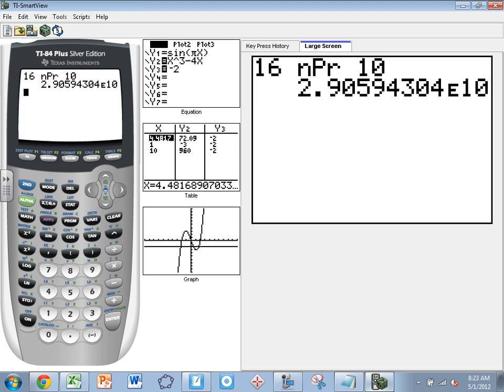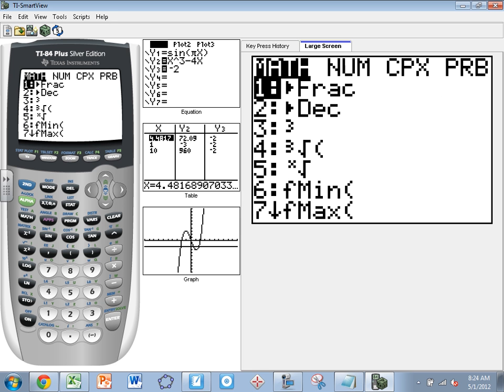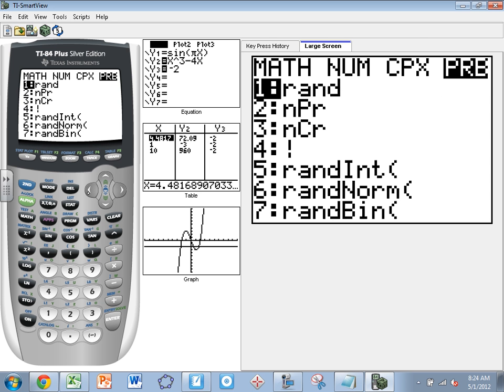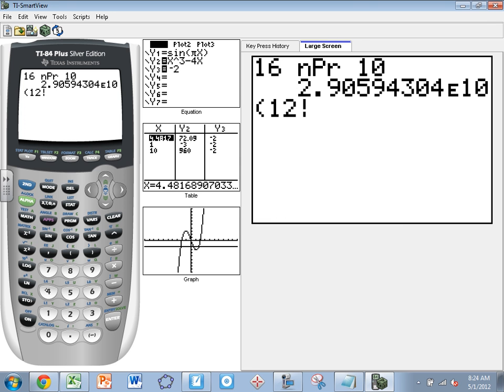So let's go to our home screen. Now, I want to do 12 factorial in my numerator. You don't have to put a parentheses, but I'm just going to suggest that you do. So the numerator is 12 factorial. I type in 12, I hit math, I go over to probability, see the factorial number 4? Press number 4 now to get the factorial up. There's 12 factorial over parentheses.